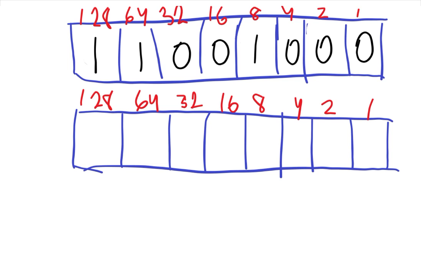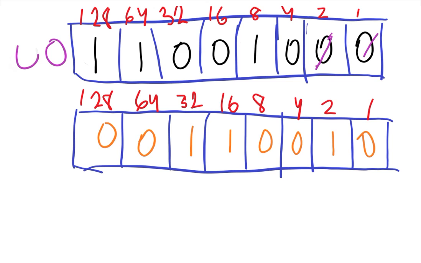Now what if we're told to shift the original number 2 places to the right? In this case, we would get the value 0, 1, 0, 0, 1, 1, 0, 0. This is the same as deducting 2 values from the right and adding 2 zeros to the left.